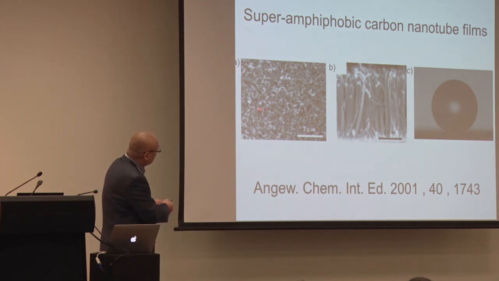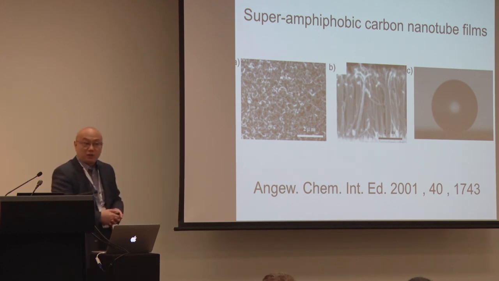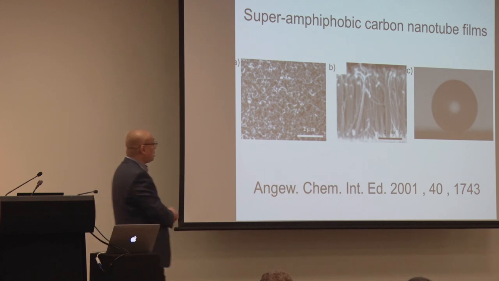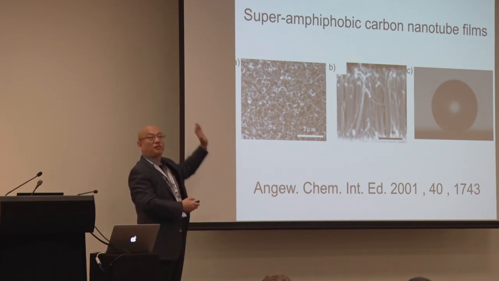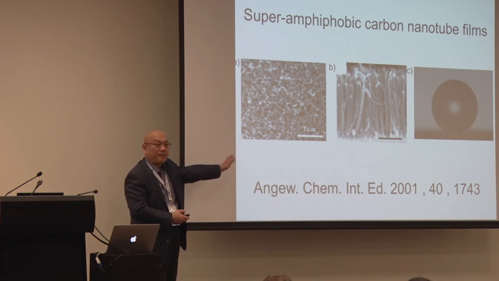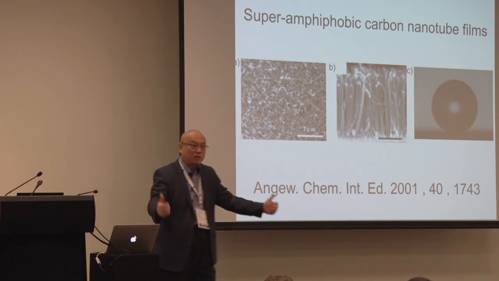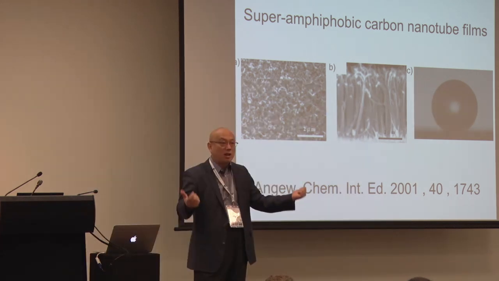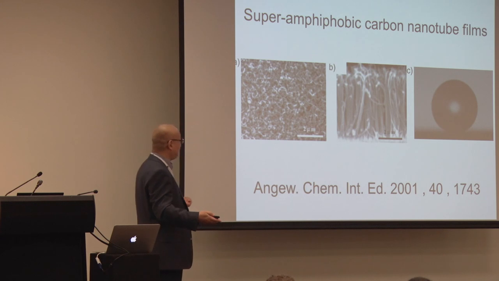We made this carbon nanotube and modified it with fluoropolymer, and then we realized both water and oil with contact angle larger than 150. So this is the first paper. Pure nanostructure generates a super hydrophobic, amphiphobic surface.